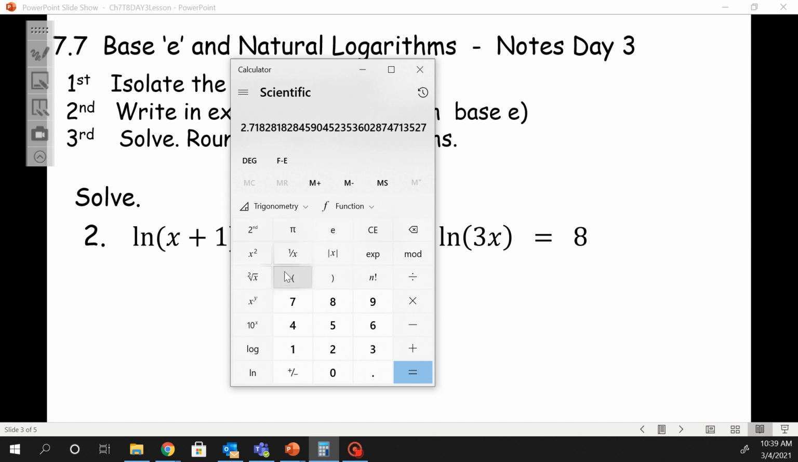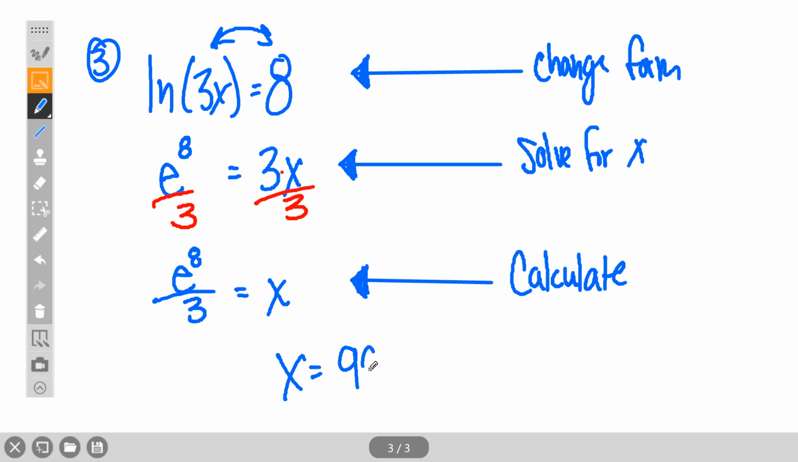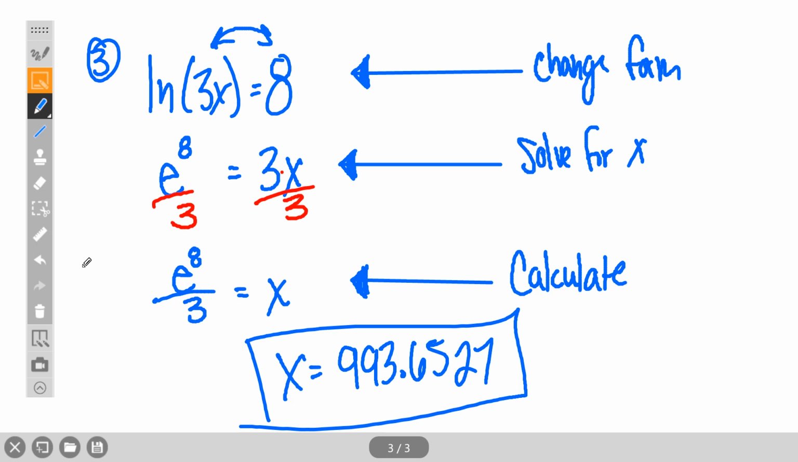So e exponent 8 is this number, and then divide that by 3 is this number, which will round to 4 decimal places, so 993.6527. And that is the estimate for our solution for number 3.